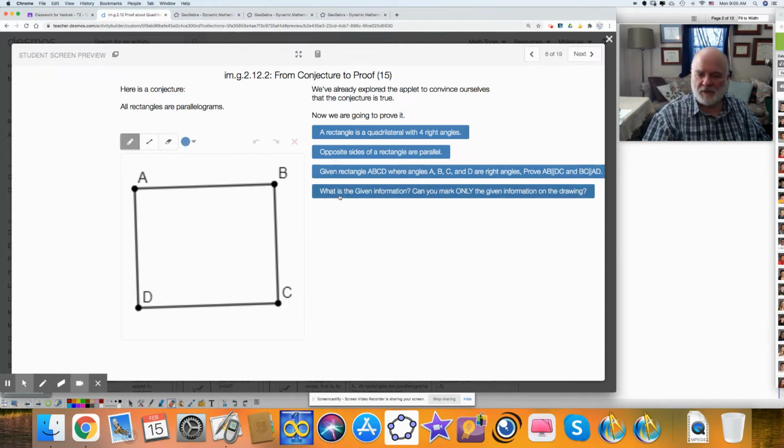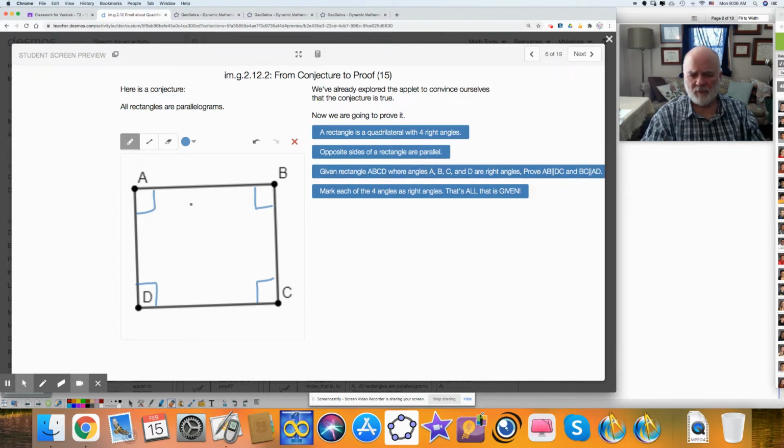And what information is given? If I were to mark only the given information, I'll put this in blue, I'll put the four right angles like this. That's all that you're given. Now, what you're trying to prove is that these two sides are parallel and these two sides are parallel. How can we do that? And remember, if I write it like "all rectangles are parallelograms," that's not a very good way to do it. If I say, if I have rectangle ABCD, I want to prove that it's parallelogram ABCD, that's not enough information to be specific.